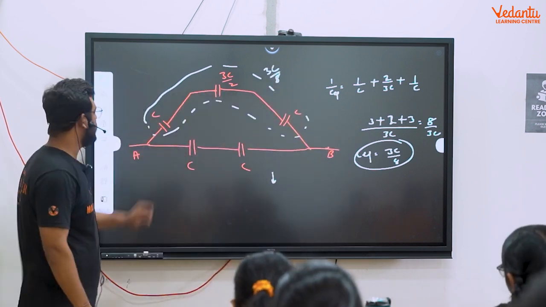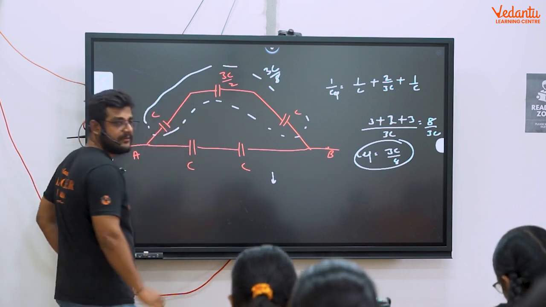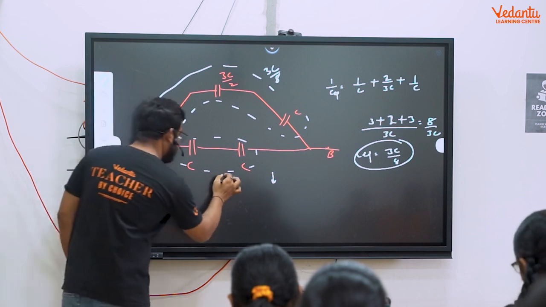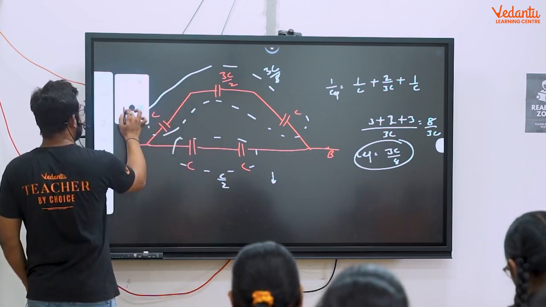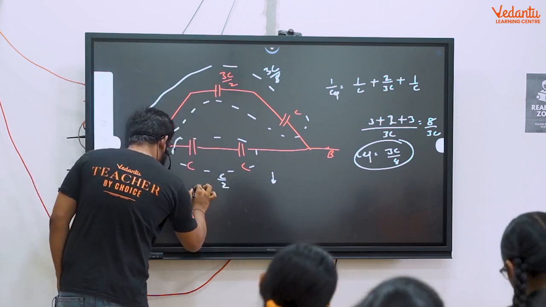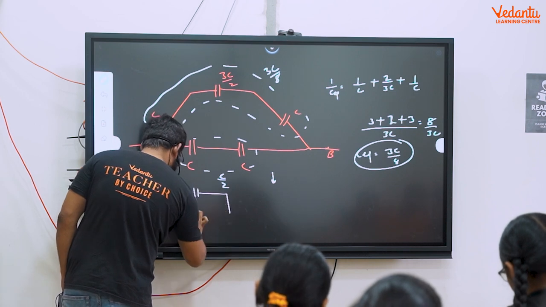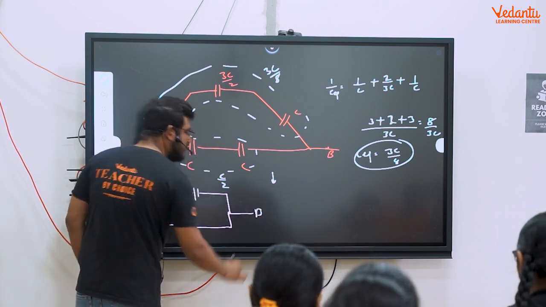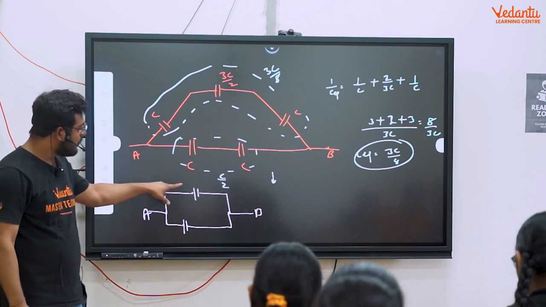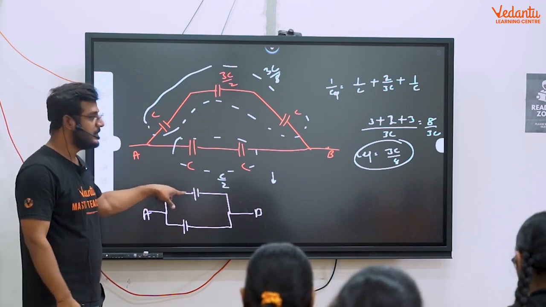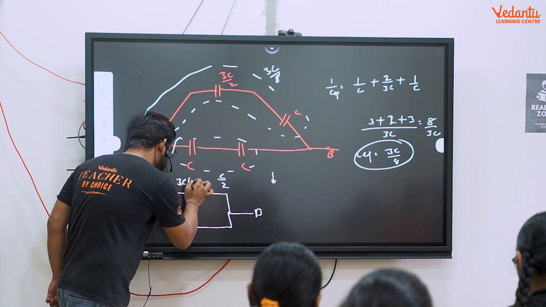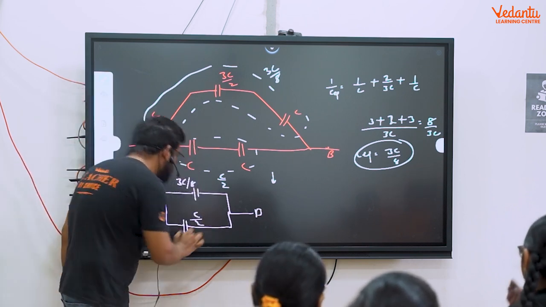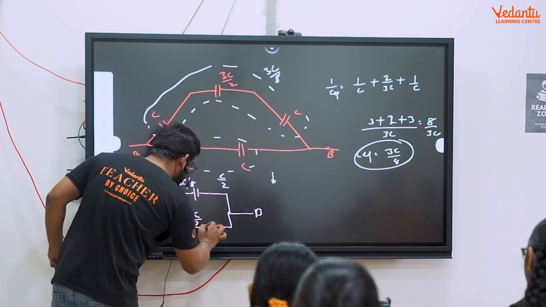Now what will be the equivalent circuit? These two are in series again. So what is the equivalent because of those two? C by 2. Now let's make the final circuit. We have the upper one's capacitance and the lower one's capacitance. This is the point A, this is the point B, right? Now what is this capacitor? 3C by 8. And what is this capacitance? C by 2.